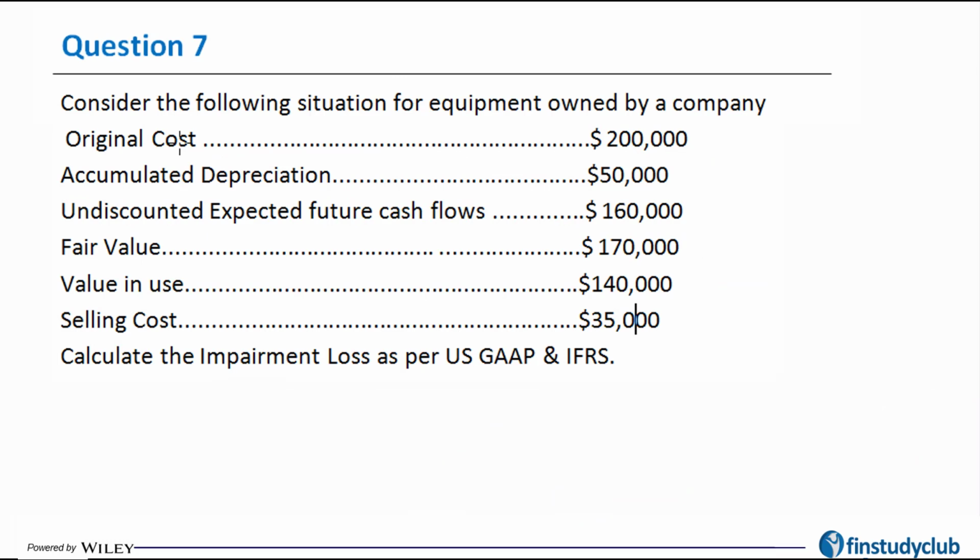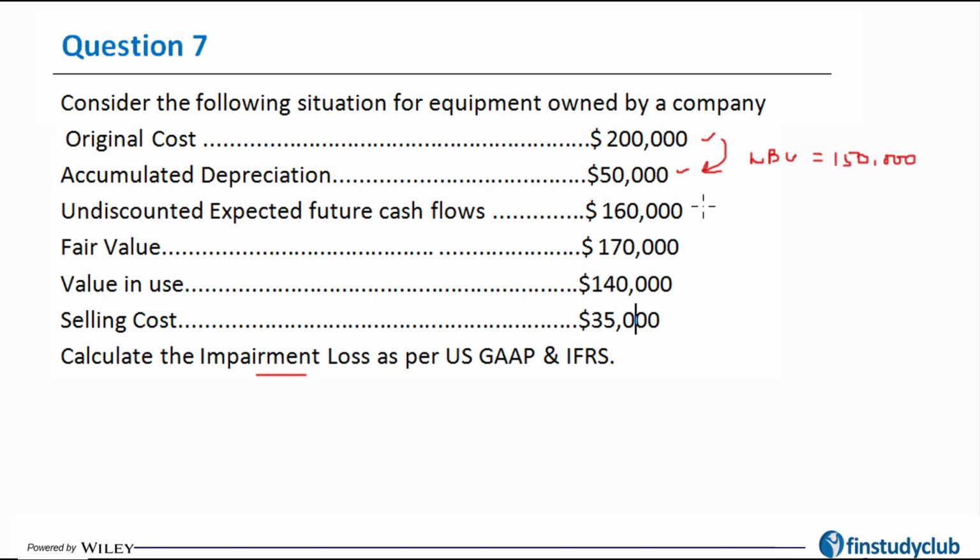Let's talk about another question here. Question number 7, which is on a very important aspect, impairment loss. Again, a very important question from an exam standpoint. It says, consider the following situation for equipment owned by a company. The original cost is 200,000. Accumulated depreciation so far is 50,000. That means the net book value is 150.